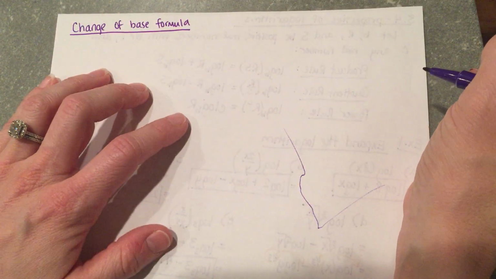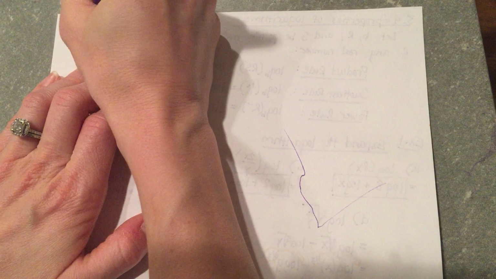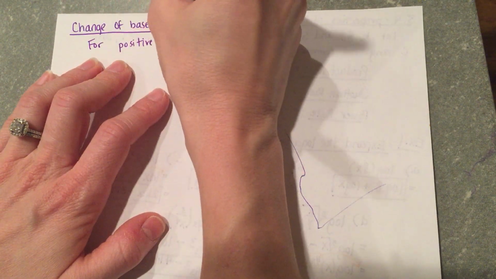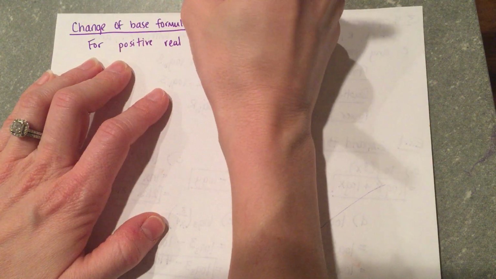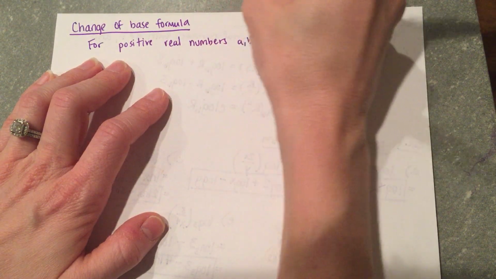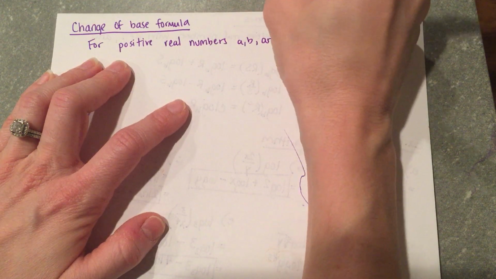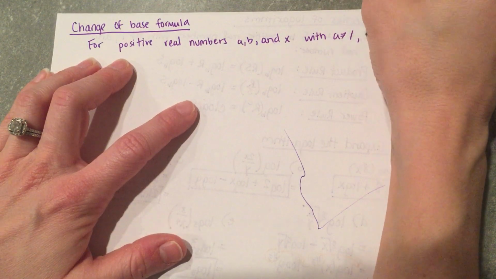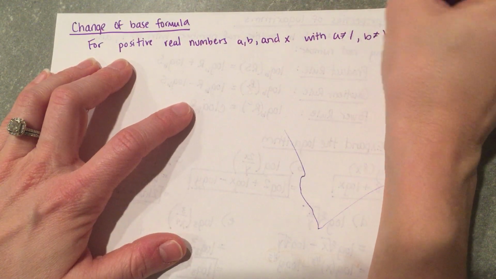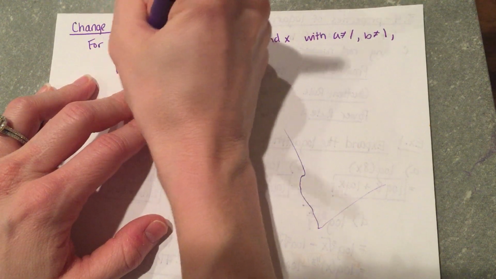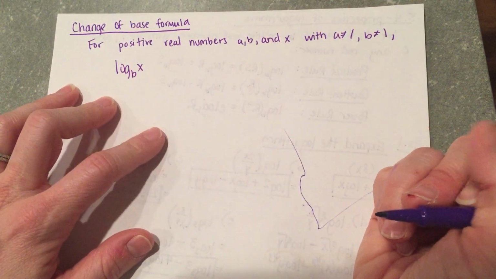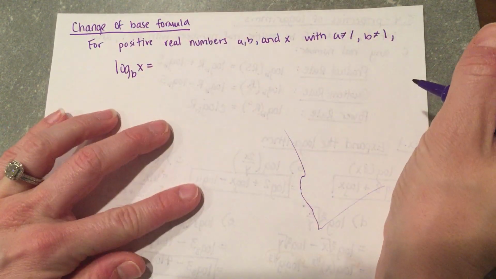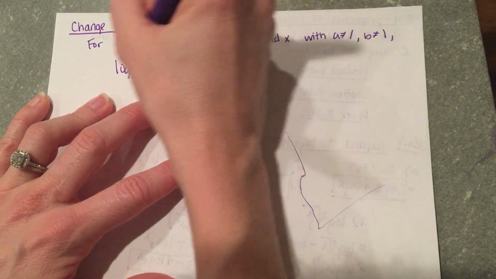Change of base formula. It says that for positive real numbers a, b, and x, with a not equal to 1 and b not equal to 1, if you have the log base b of x, so say you have like log base 2 of x, and you want to change it to a different base. That's why this is called the change of base formula. Then you can do it this way.